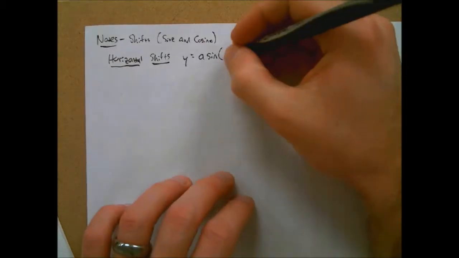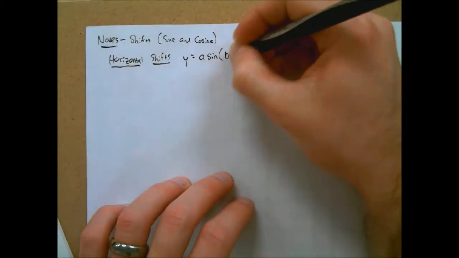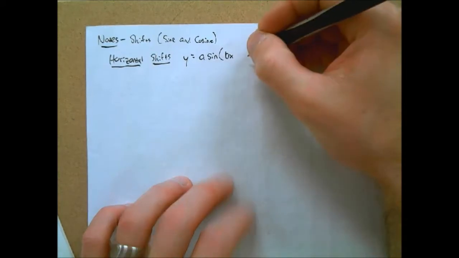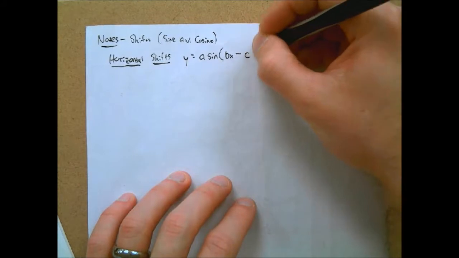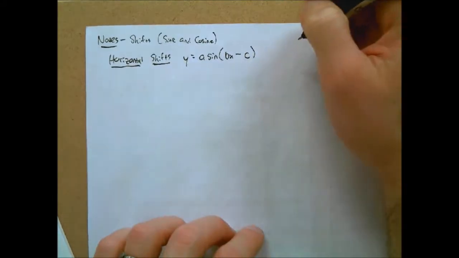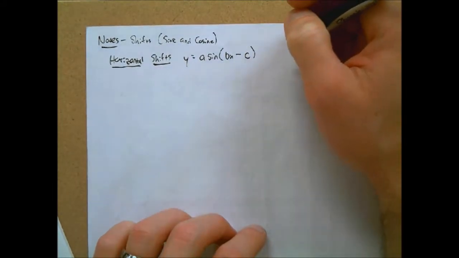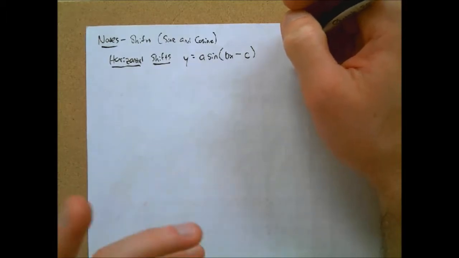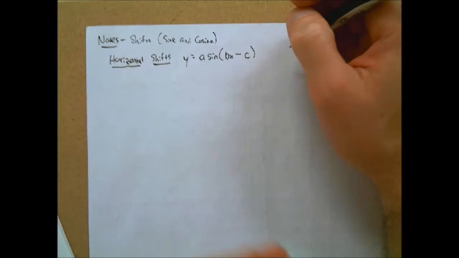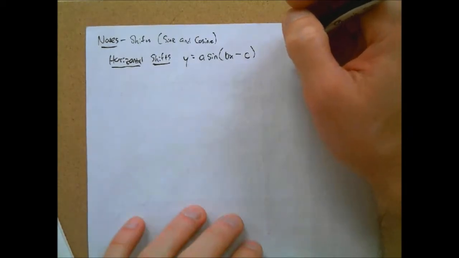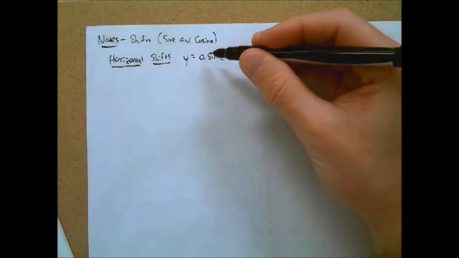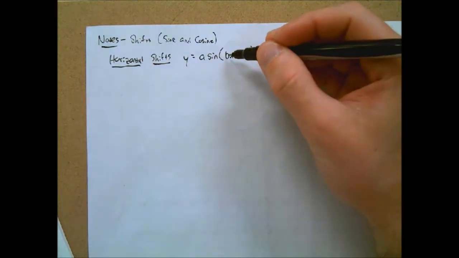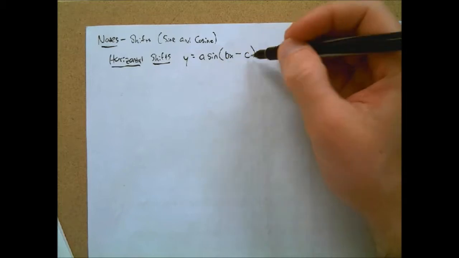So remember that the bx results in the stretch or shrink of the period, but the minus c, or plus or minus c, is what's going to shift things right or left. And the same thing applies across all these functions that we've seen. So a was the amplitude, the vertical stretch or shrink, b is the horizontal stretch or shrink of the period, and that minus c is going to shift things left or right.